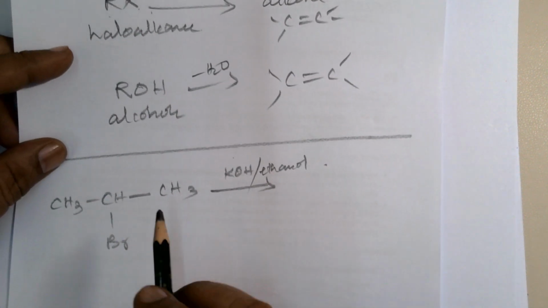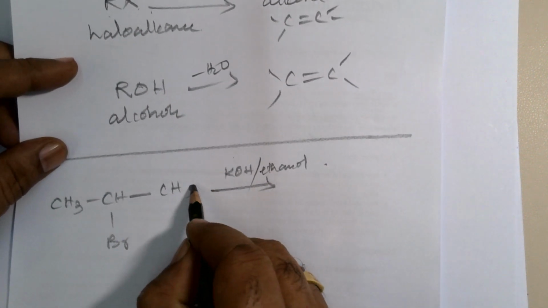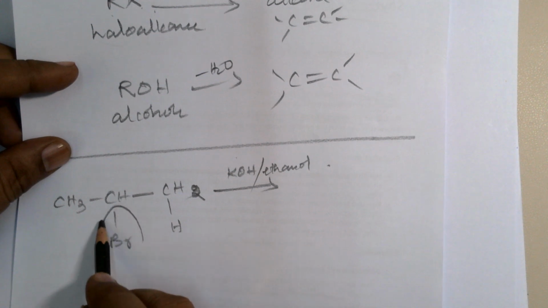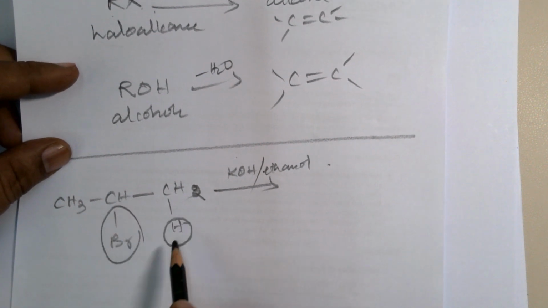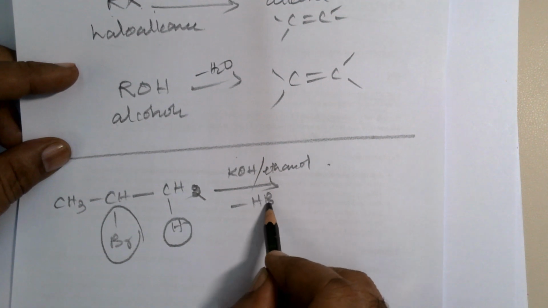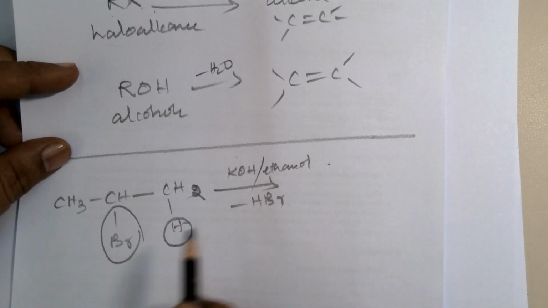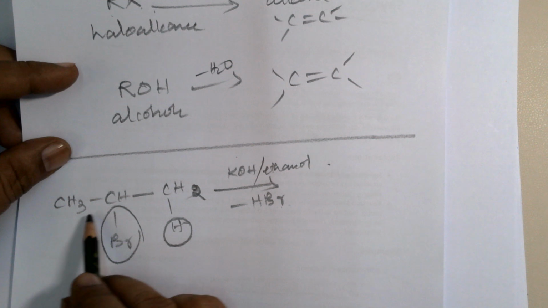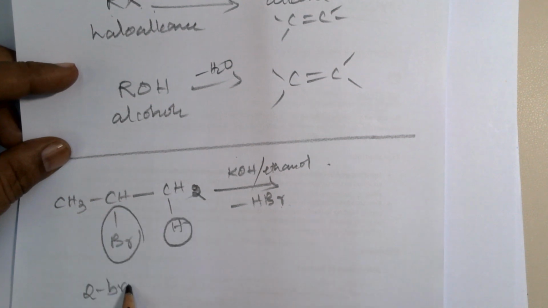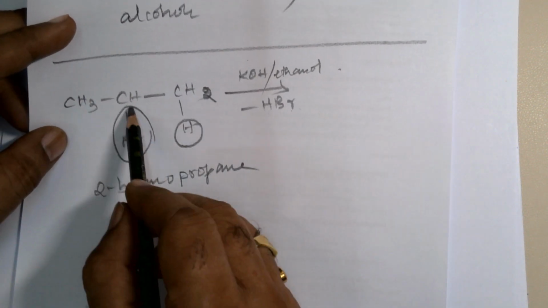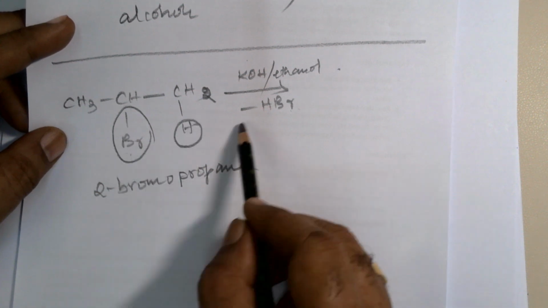Okay, so what happens? You can put CH3 as CH2 and put H here. Now Br as Br minus, H as H plus, so that it eliminates as HBr. So that is why it's called dehydrohalogenation. Do you understand this? In this case, dehydrobromination. What is this compound? This is 2-bromopropane.